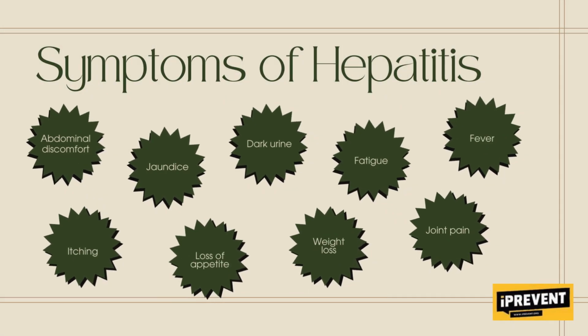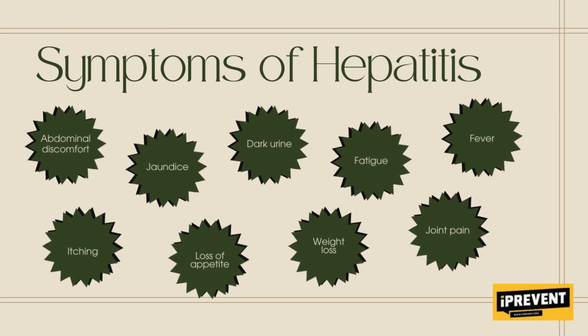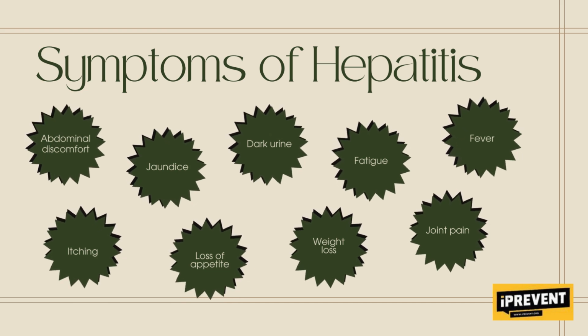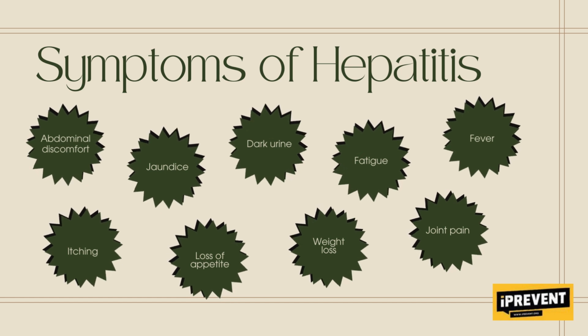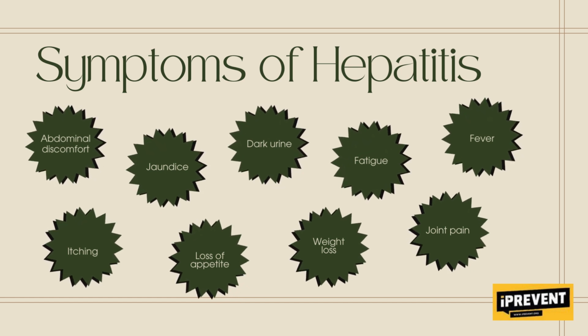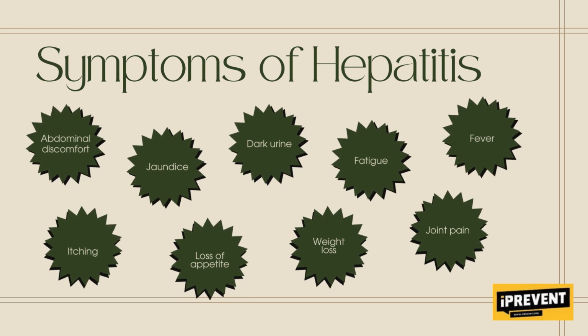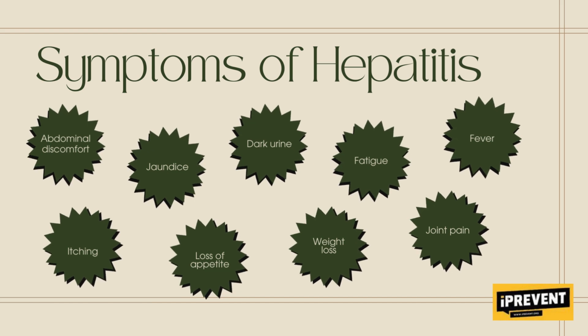So let's talk about symptoms. Hepatitis symptoms can vary depending on the type of hepatitis and can range from mild to severe. Some people with hepatitis may not experience any symptoms at all. That is why we call it asymptomatic. Symptoms that do occur can include abdominal discomfort, which is pain or bloating in the upper right side of the abdomen, especially over the liver.